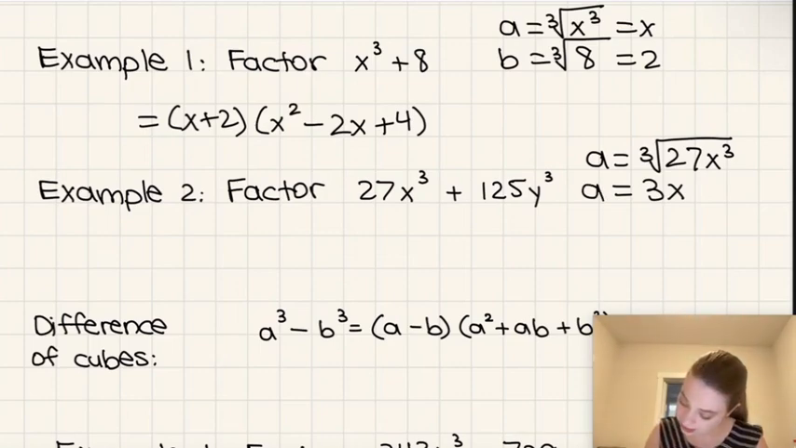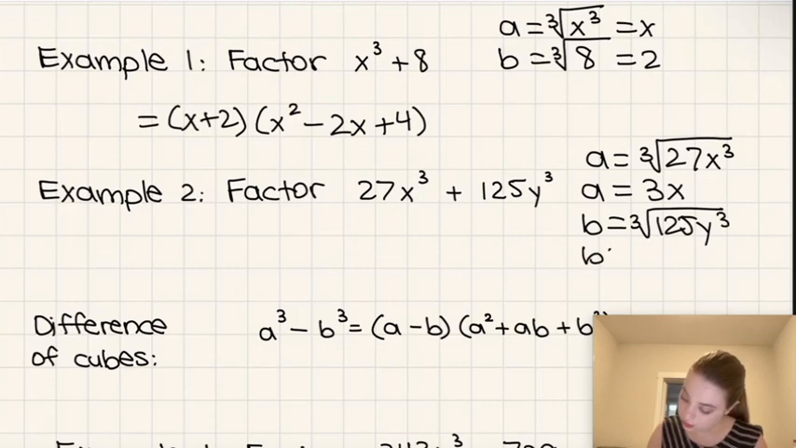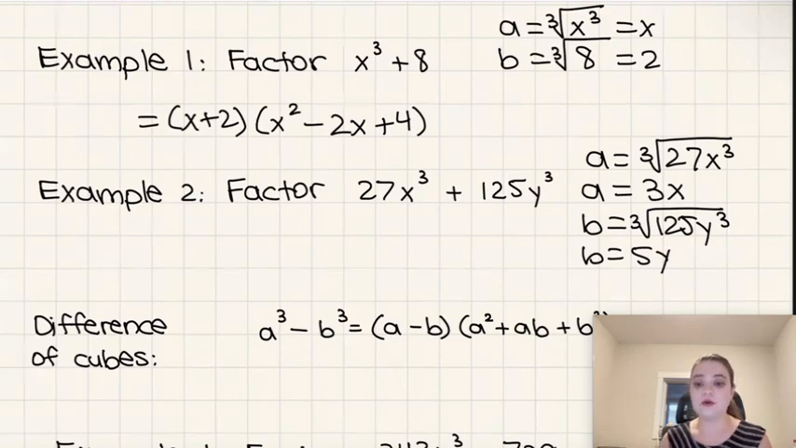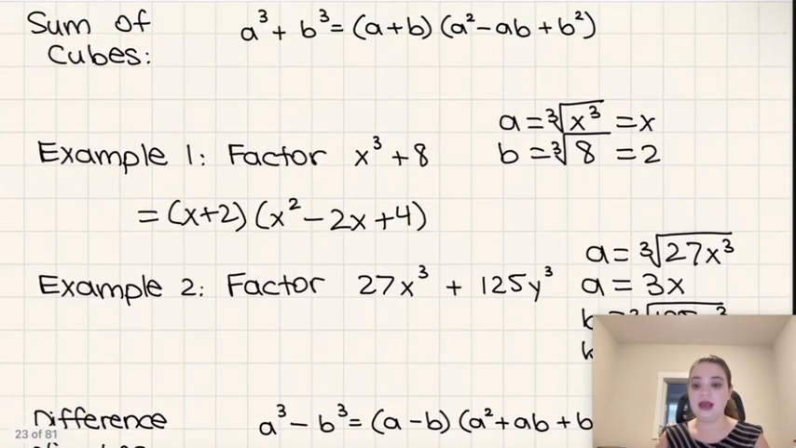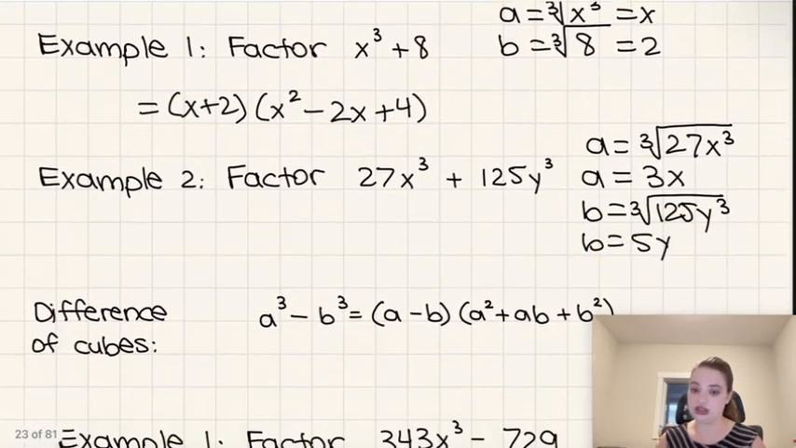And then for b, it's going to be the cube root of 125y cubed. The cube root of 125 is 5, and the cube root of y cubed is y. So therefore b is equal to 5y. So again, same thing here. We just need to go back up to this formula here and punch in those values that we just found.